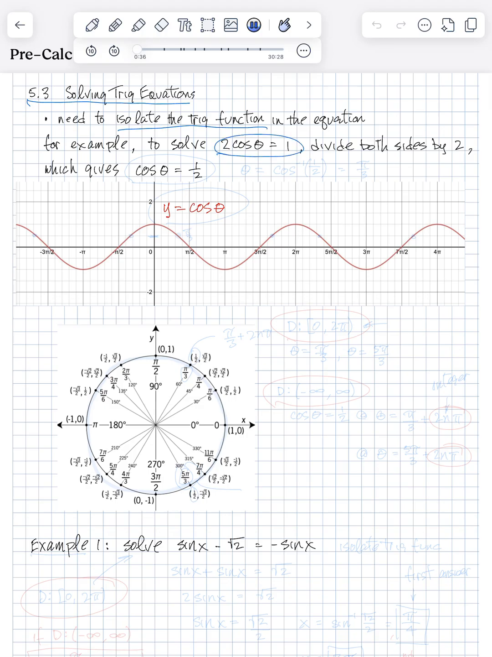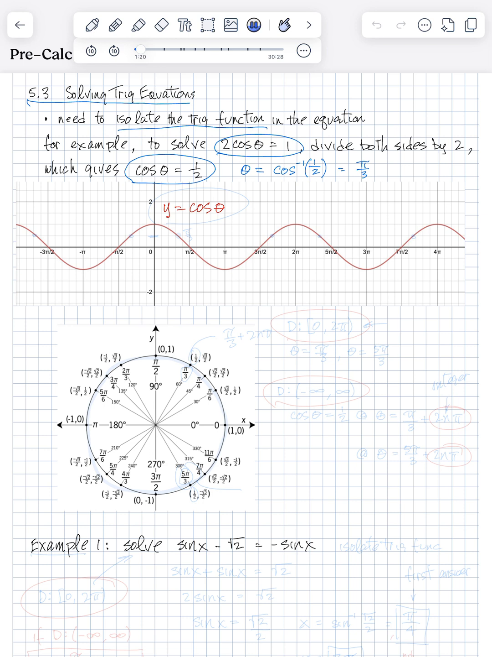2 cosine theta equals 1. Well, we want to isolate the cosine theta, so we just divide both sides by 2. And it gives us cosine theta is equal to 1/2. Well, there's many values where if we're trying to find theta, if we're just going to solve it algebraically, we would say theta is equal to the arc cosine of 1/2. If you put that in your calculator, you'll get a value of pi over 3. But that's only the first value, and you know there's more than one.